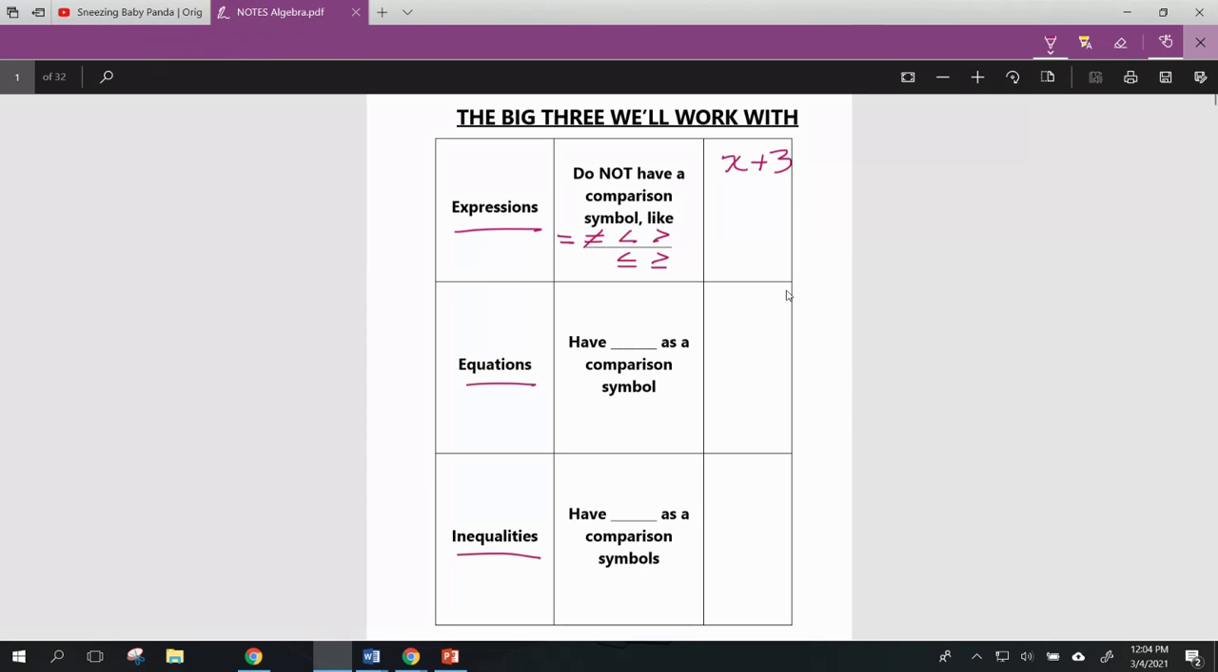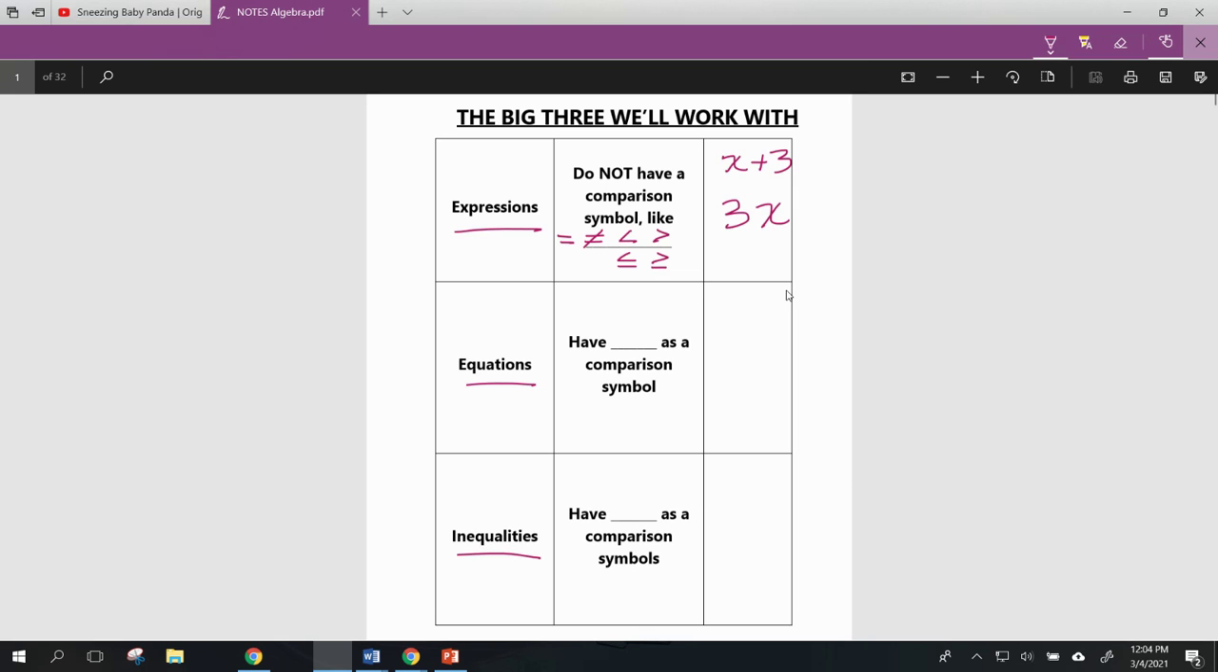Another example of an expression would be something like 3x. Using 3 a lot, but we can't solve it, right? We don't have a comparison symbol. There's no way for us to figure out what the value of x is as we're given it right now.